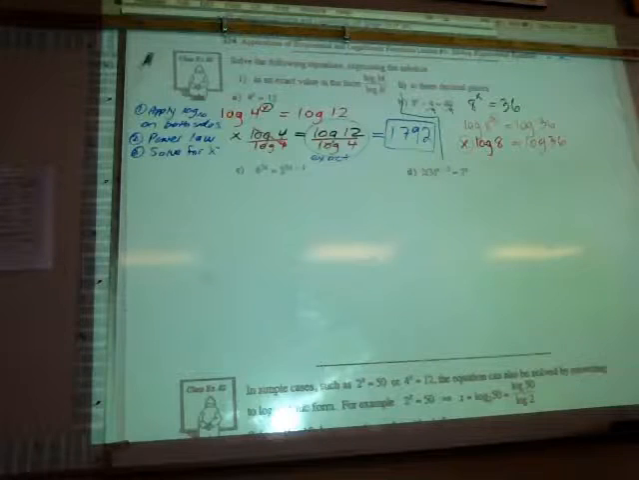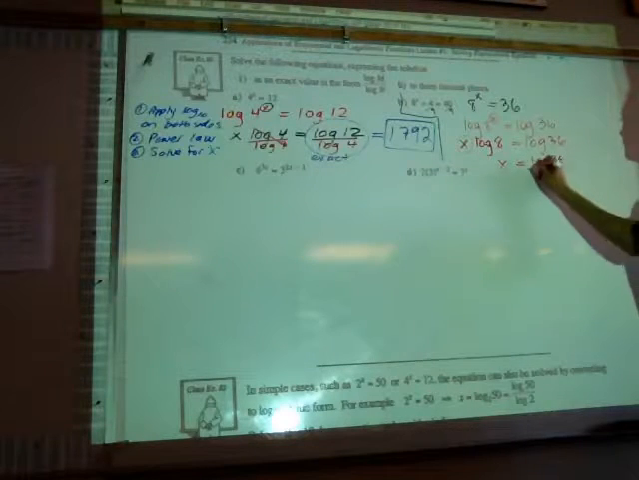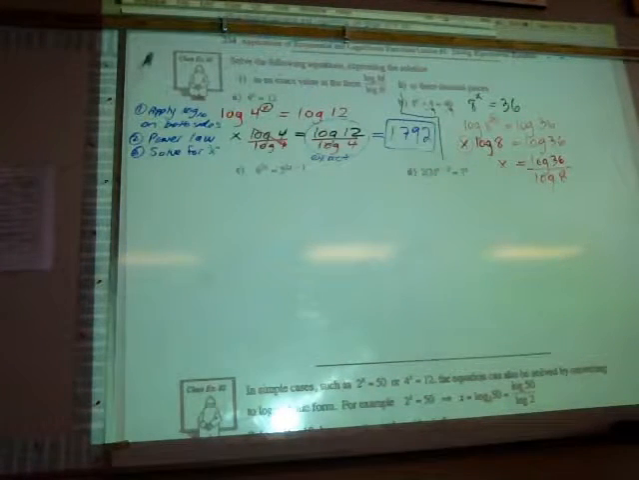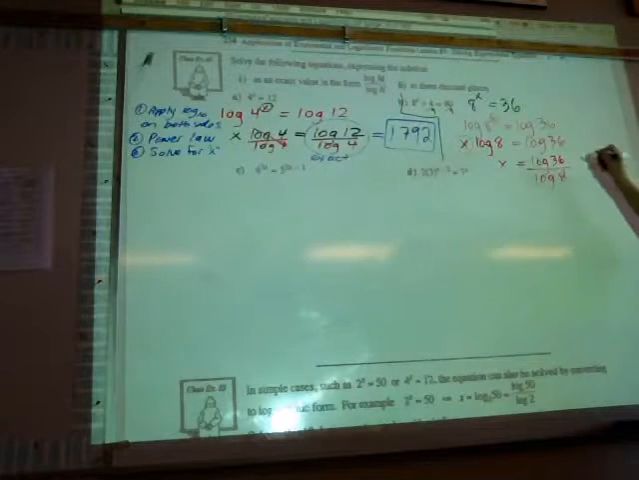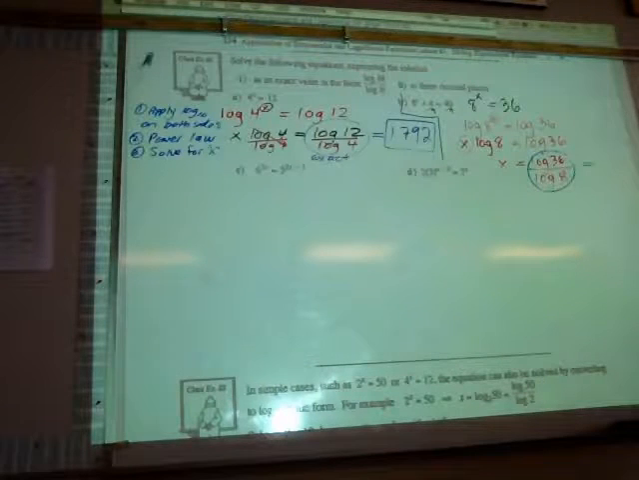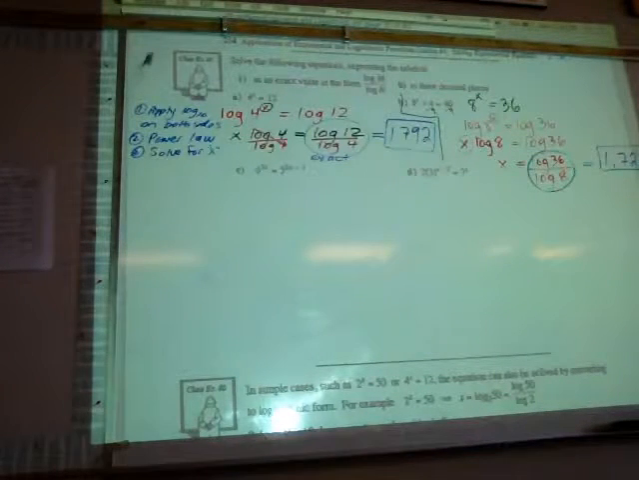Then to isolate the x, I just divide by log 8. So x equals log 36 divided by log 8. That's exact form. And when you calculate log 36 divided by log 8 to 3 decimal places, what do we get? 1.723. We all agree? Yeah.